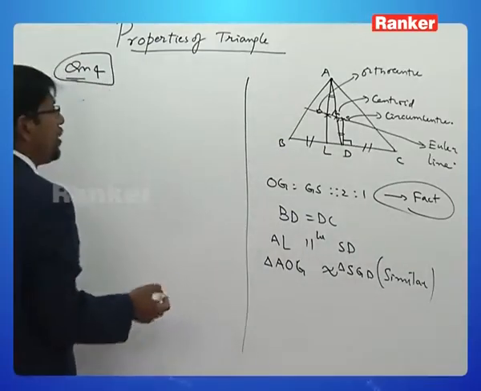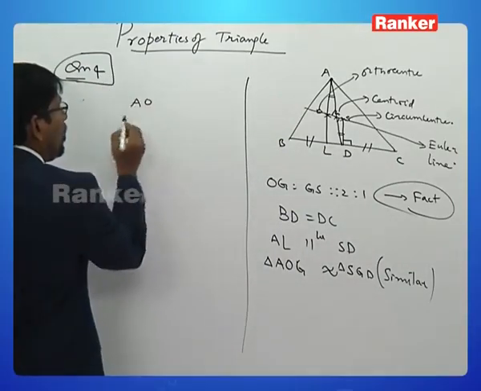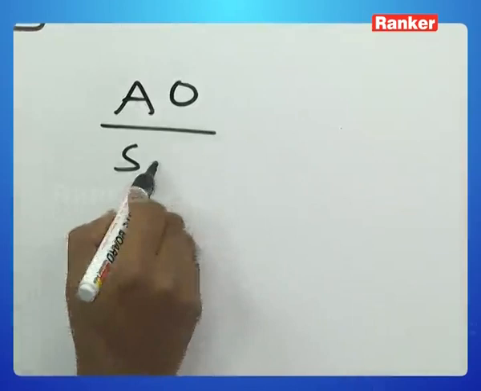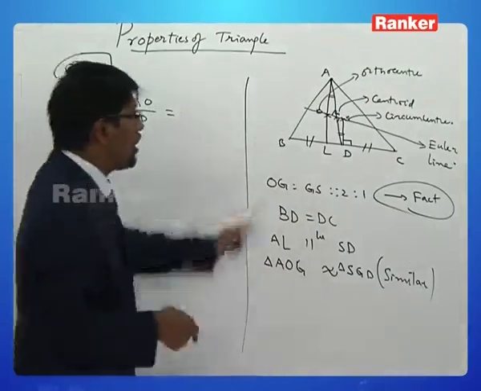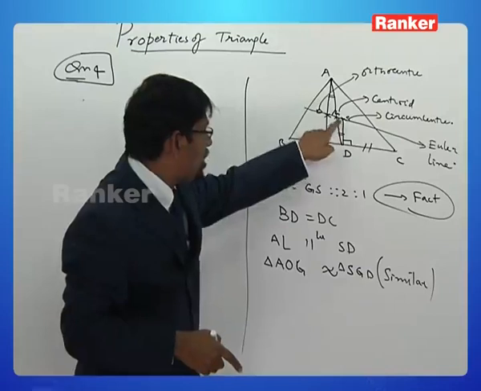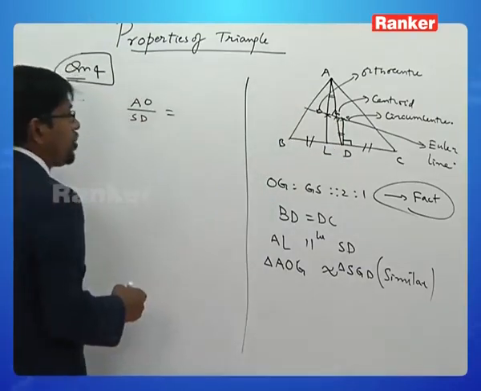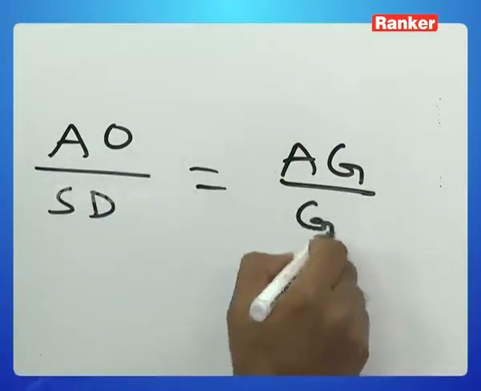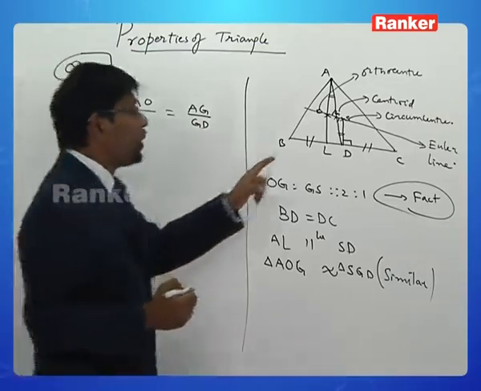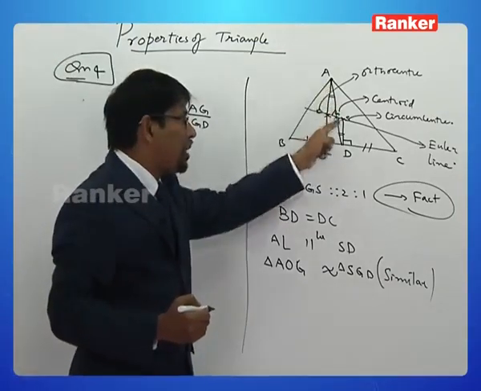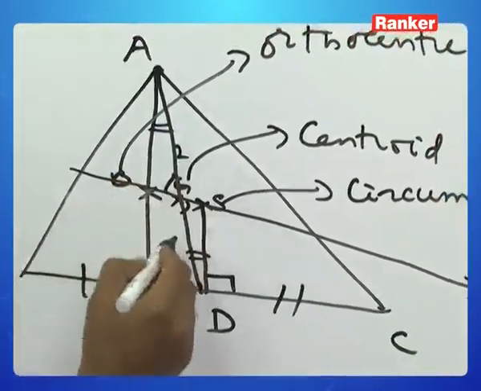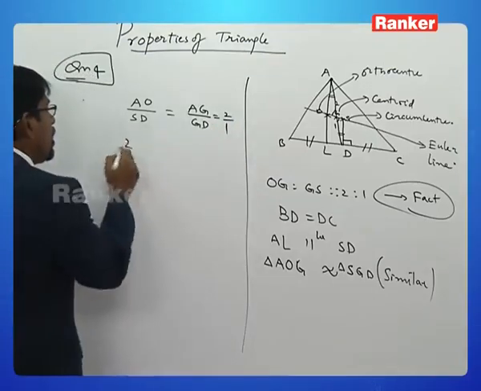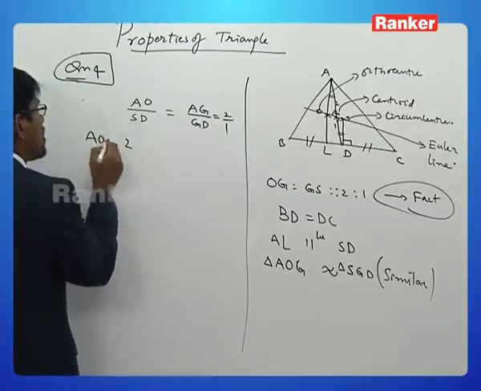So what can you say? AO by SD, these are the sides corresponding to these two angles which are equal. AO by SD should be equal to AG by GD. And we know that the centroid divides the median in the ratio 2:1. So that is 2:1. So AO has to be equal to 2 times SD.